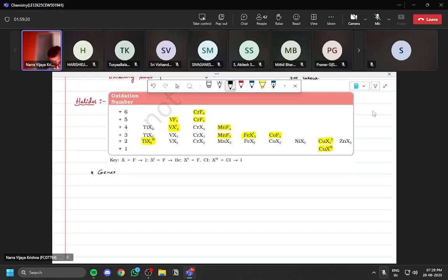Generally, higher oxidation states are stabilized by fluorides and oxides. Reason? Fluorine and oxygen are good oxidizing agents. Respond, sir. Respond.